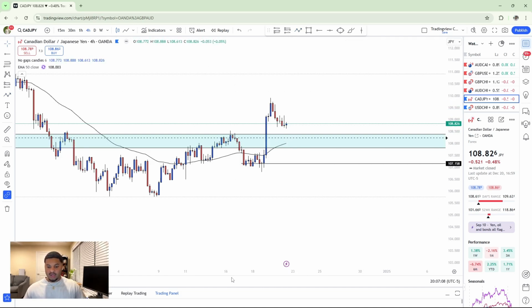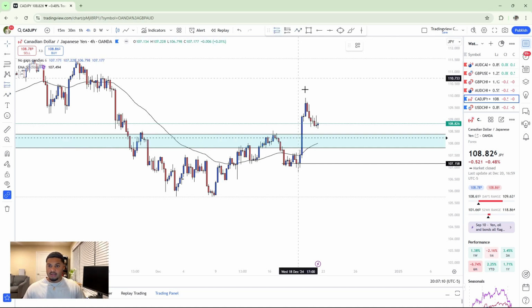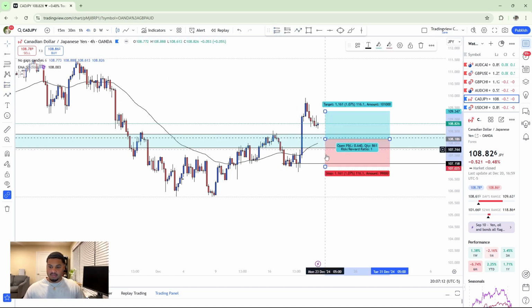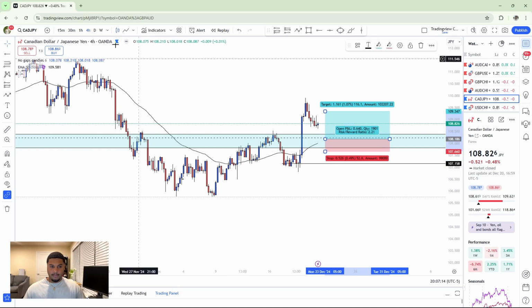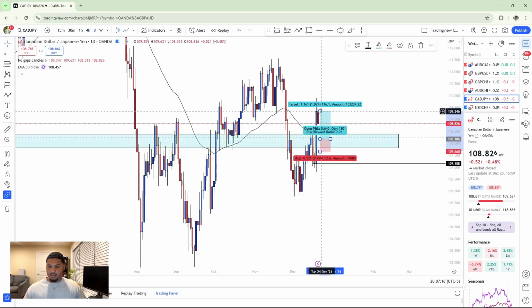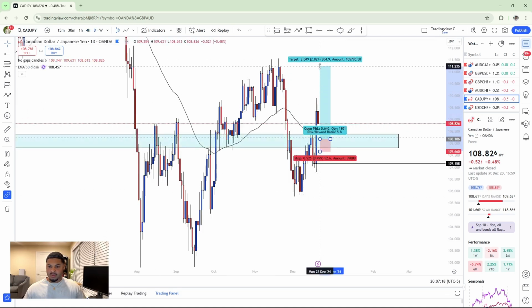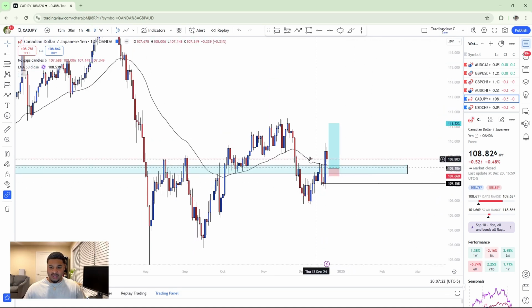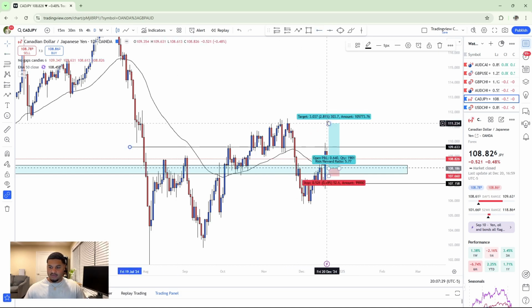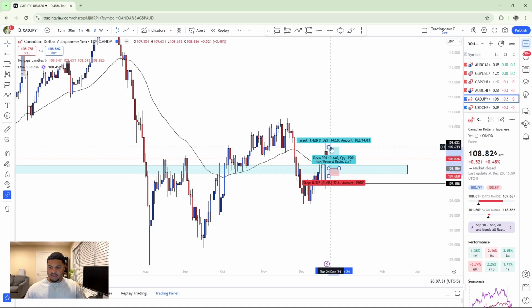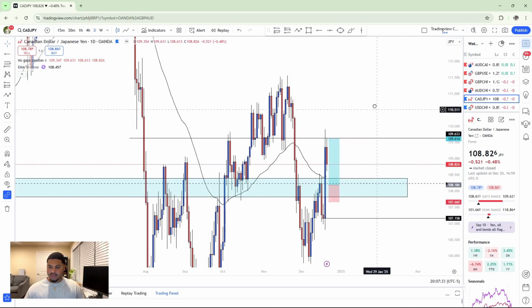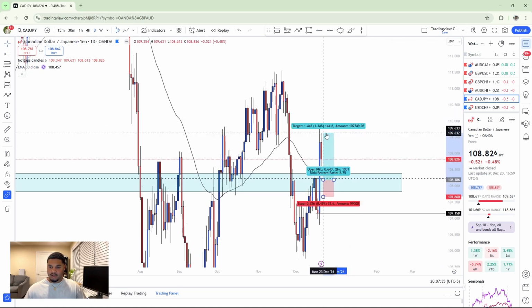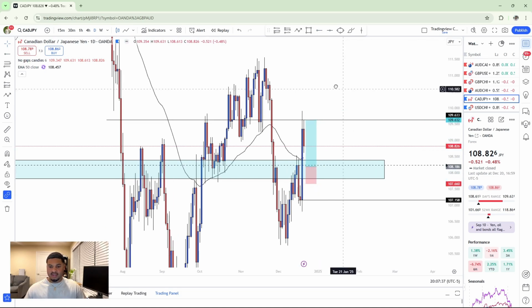But CADJPY, oh wait, let me go over stops and targets. I would definitely be targeting somewhere up here. Now, if this happens later in the week, then I don't think it'll make it all the way up there. If anything, it'll probably go somewhere like right here, which isn't bad. That's damn near 1 to 3. 144 pips, cool with that, right?